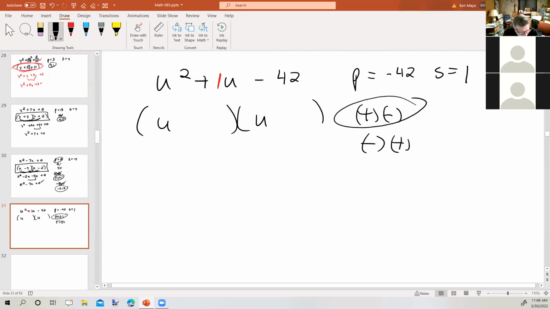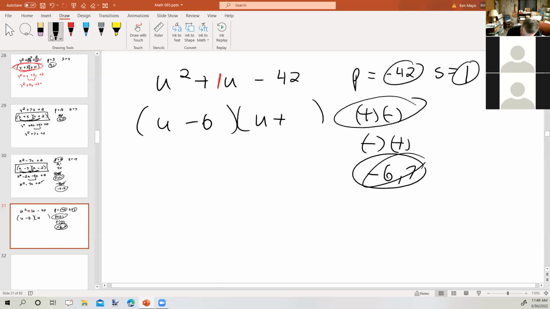Well, how is that going to happen? How am I going to add two numbers, one positive and one negative, so that their sum is 1? Well, wouldn't the positive number have to be 1 bigger than the negative number? So consider this. What times what is 42? Think of your times tables. How about 6 times 7? Oh, if I had a negative 6 and a positive 7, the product would be negative 42, and the sum would be a positive 1. Do you see how that works?